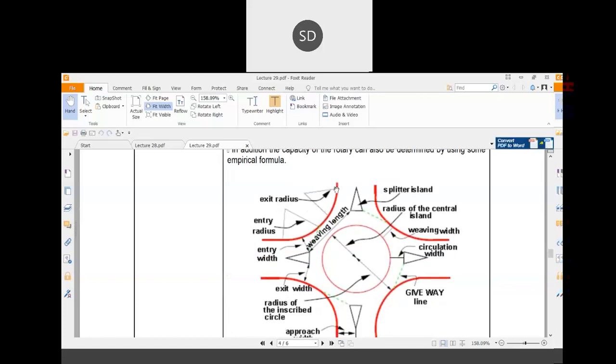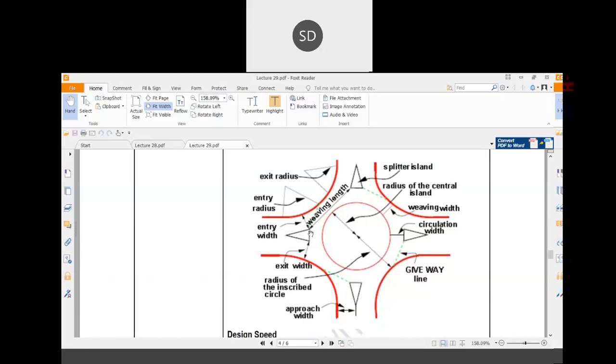This is the exit radius. Suppose you are entering through this lane, and you are exiting over there. This particular portion is called your exit radius, and this is called your entry radius. And this particular portion, from one channelizing island to another channelizing island, that total length is called your weaving length, and this is called your entry width. Okay, entry width, and this is called your exit width of that rotary intersection.